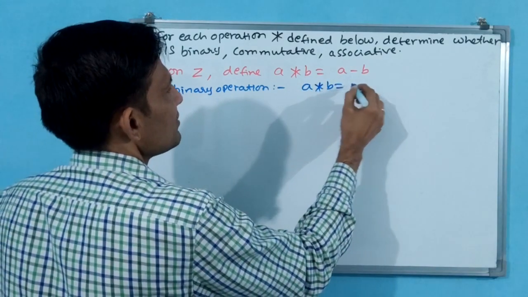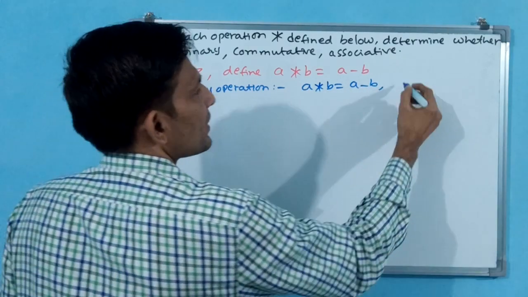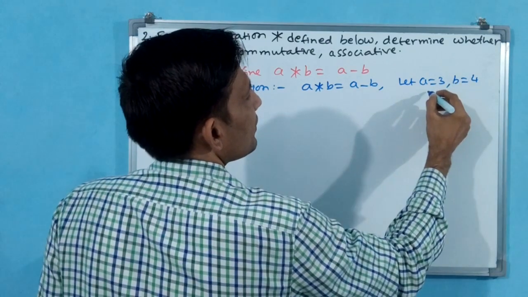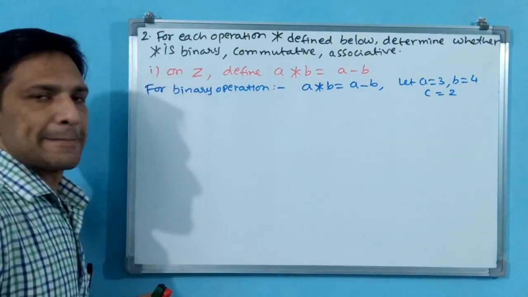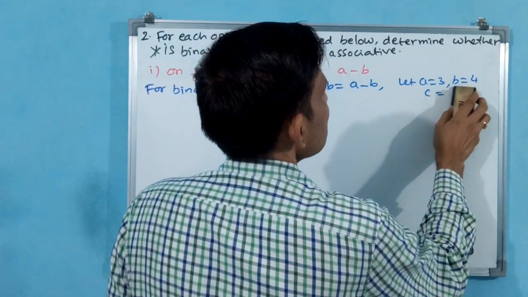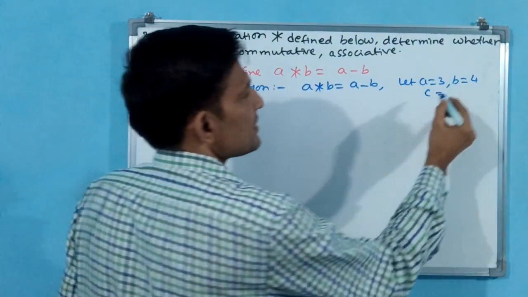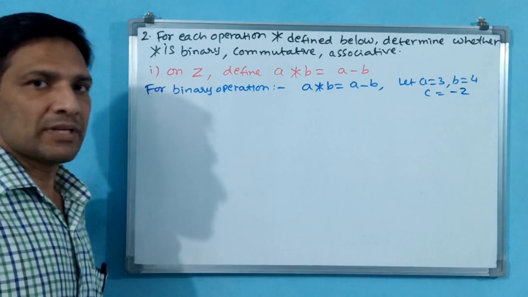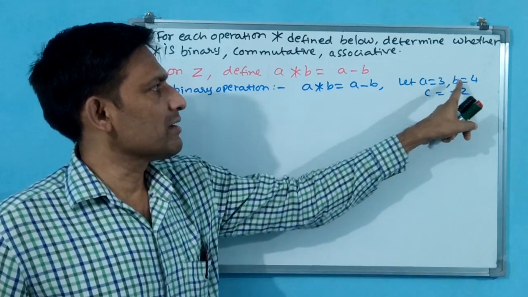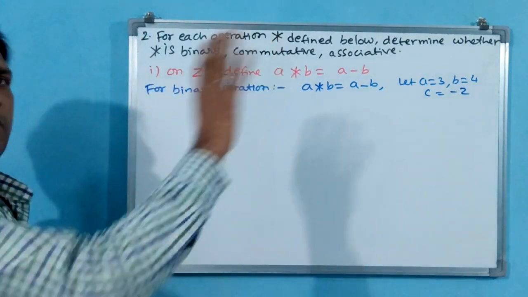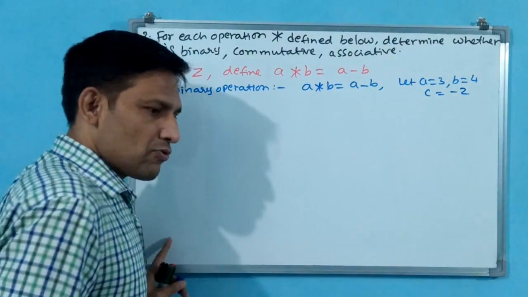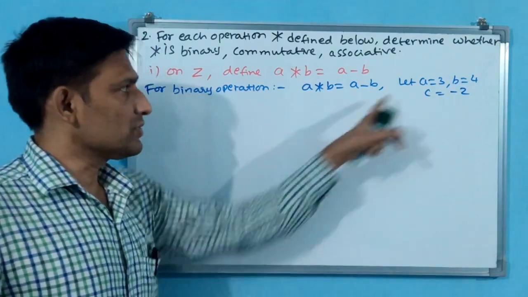a star b is equal to a minus b. Let a is equal to 3, b is equal to 4, c is equal to 2, or you can take any one as negative. Why? Because integers means minus may come, but fractions like 2 by 3 will not come. Negative also will be there. A and B I have taken positive, C I have taken negative. Now why have I taken C? If it is a binary operation, then we have to check associative also, and for associative, C is required.